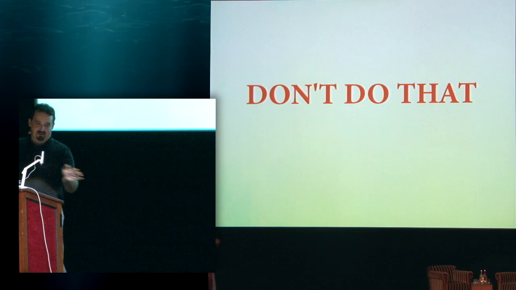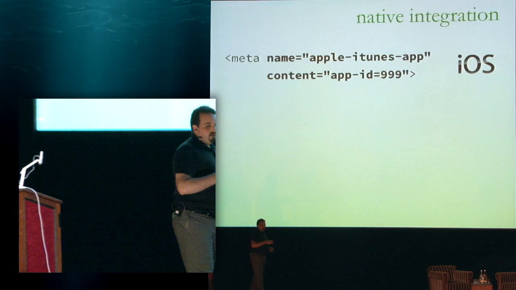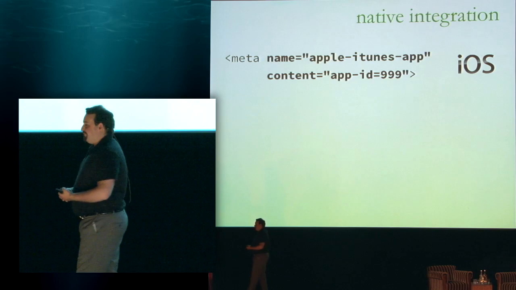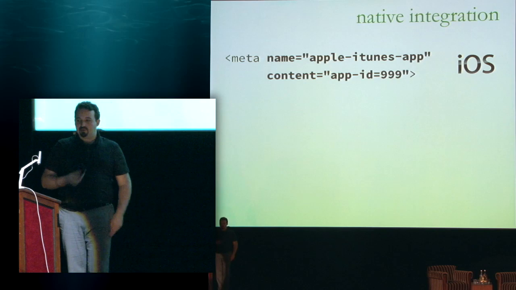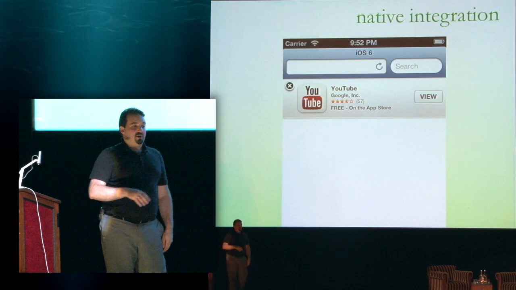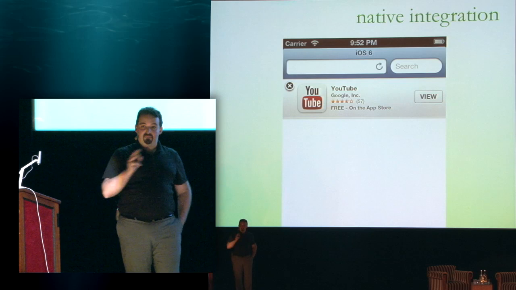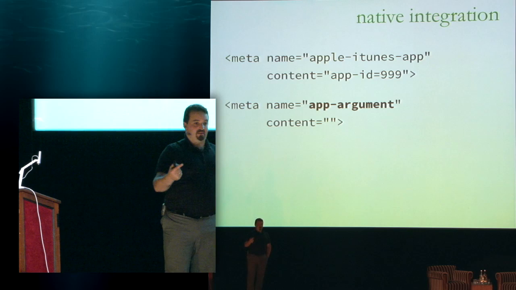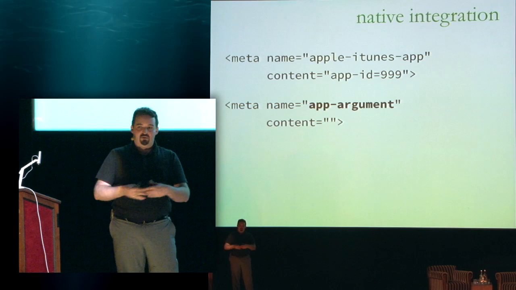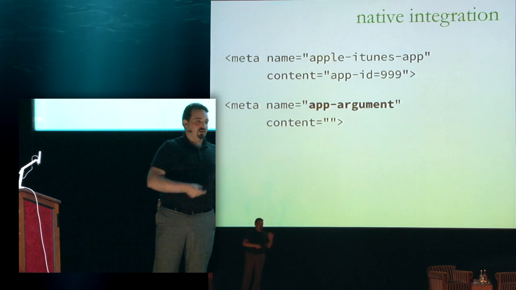Solution number two is that there are two platforms that already offer a better way to do this kind of web native integration. So on iOS, we can use this meta tag. With this meta tag, we will get this smart app banner. The smart banner will have a view button if the app is already installed, or an install button going to the app store if the app is not there. And you can add arguments. So you can send arguments from the website to the app. So instead of just opening the home page on the app, you can maintain the same resources that you are seeing, or send session information or whatever.